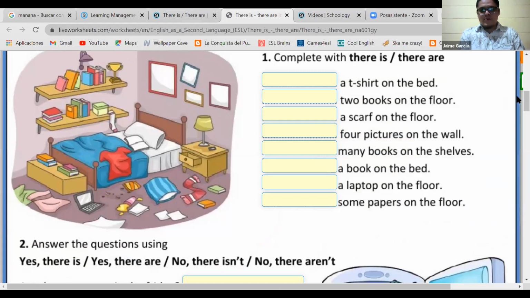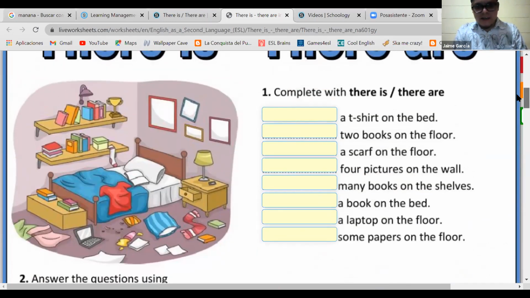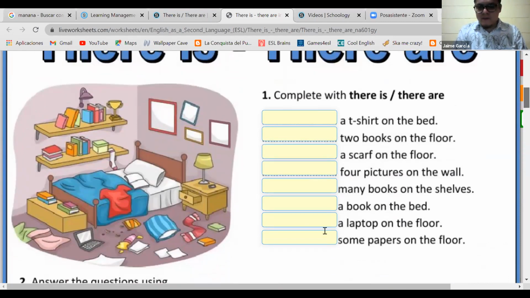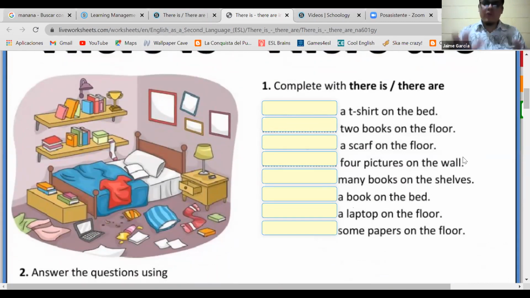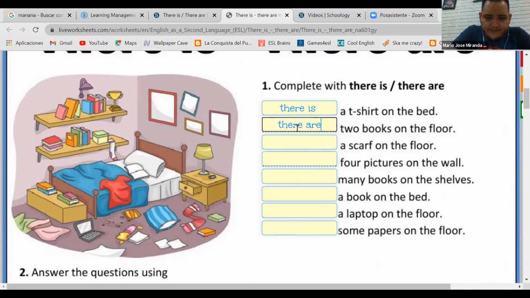Okay, so now you're going to work on this exercise. Let me help you. I'm going to create a small break room so you can discuss with your partners. But let me help you with some. A teacher on the bed. There is or there are? There is. Two books on the floor. There are. One more. A scarf on the floor. There is.